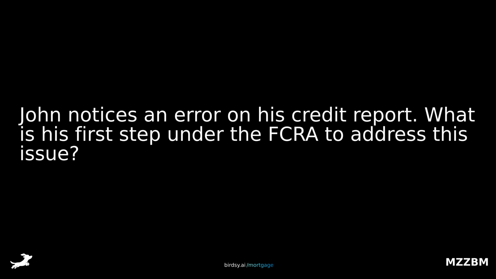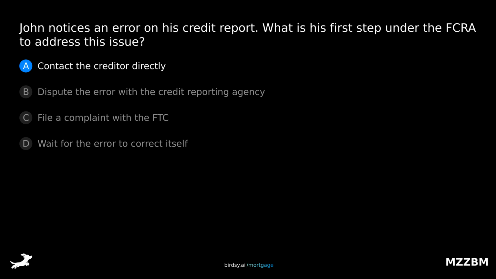John notices an error on his credit report. What is his first step under the FCRA to address this issue? Is it A, contact the creditor directly? B, dispute the error with the credit reporting agency? C, file a complaint with the FTC? Or D, wait for the error to correct itself? The answer is B, dispute the error with the credit reporting agency.